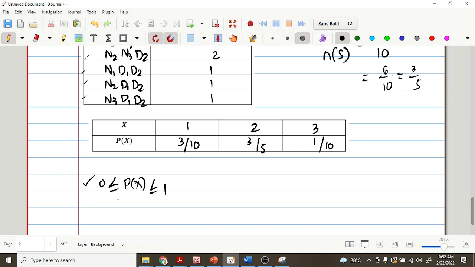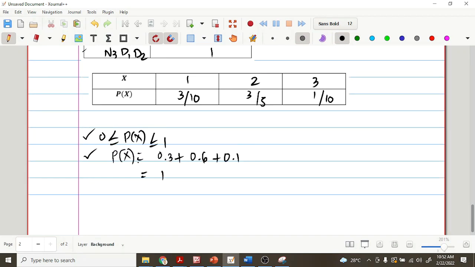So yung pangalawang condition, dapat ang sum nilang lahat ay 1. This will be 0.3, this will be 0.6, and then this will be 0.1. So, adding all 3 probabilities, ang result ay 1. So, nasatisfy din yung pangalawang condition. Therefore, ang ating nakuha na probability distribution ay isang valid na probability distribution.